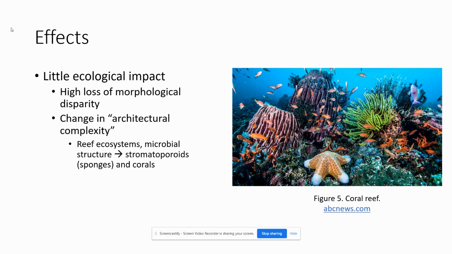So at the beginning of the Ordovician period, the reef ecosystems were mostly microbial structures, and then it transitioned over to being stromatoporoids and corals, which were the main reef builders. And then on the right, you can see the coral reef as we know it today.